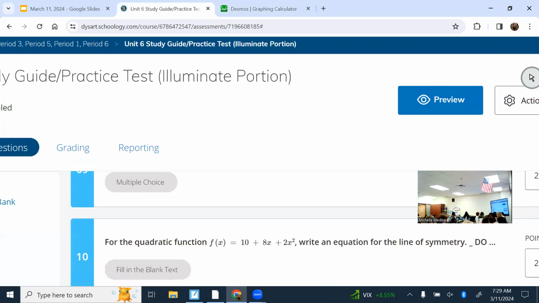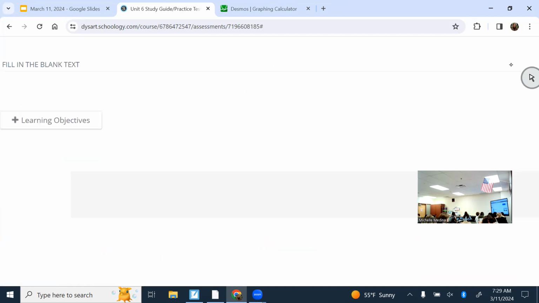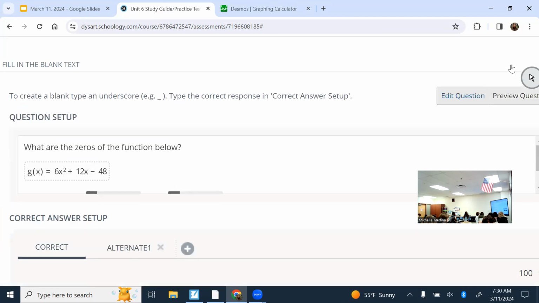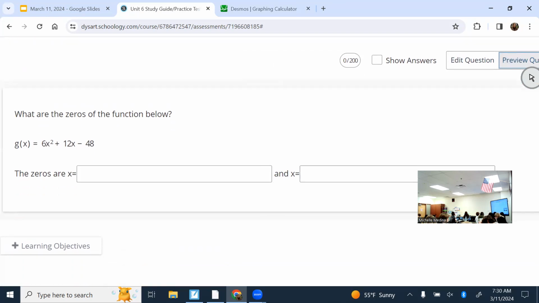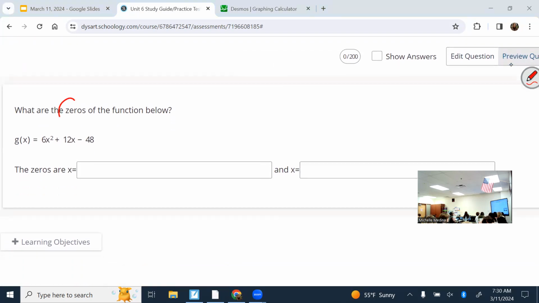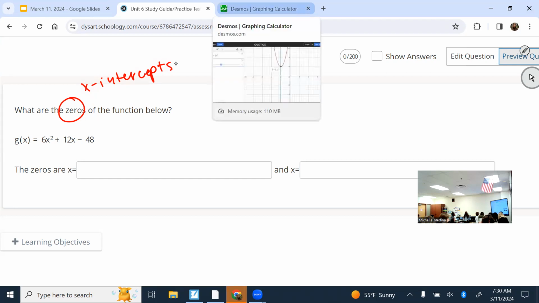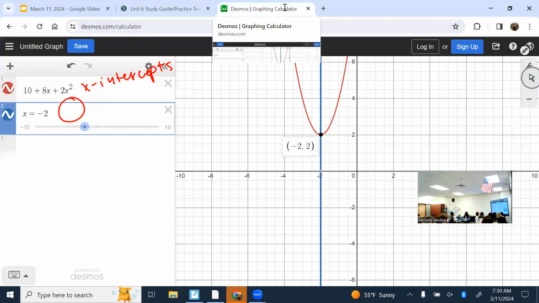Number 7 on this study guide. Okay. So number 7. We have, what are the zeros of the function below? What's another word for zeros? X-intercept. So you have a few ways of solving this. In the next unit, because that's also quadratic functions, you'll learn a ton of ways. But I think the extent of your knowledge in this unit, because it's in standard form, is just going to be to graph it and see where it touches the x-axis. So 6x squared plus 12x minus 48.